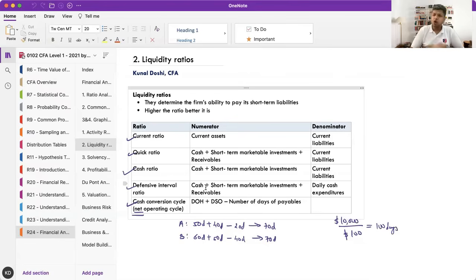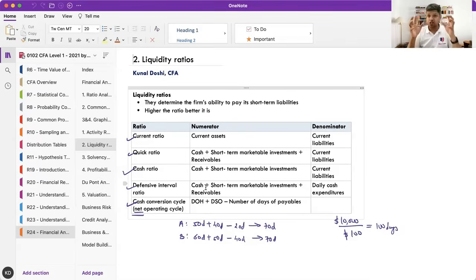Guys, this should be higher or lower? Higher. What does it signal? It signals that after 100 days, I will have to generate more cash, right? To continue operations, isn't it? So higher this ratio, the better it is. Clear, everyone? Any doubts, anyone?